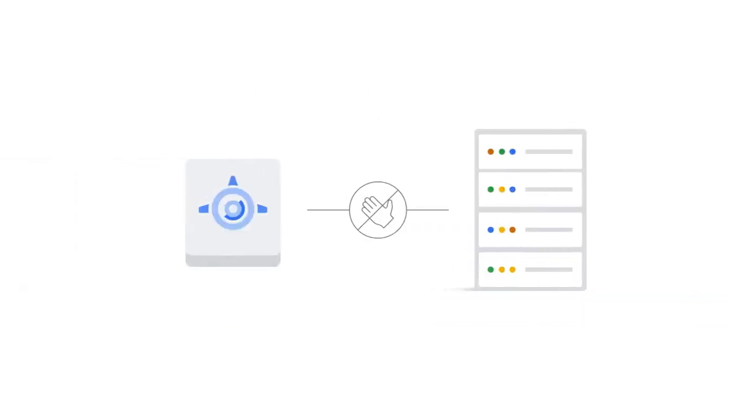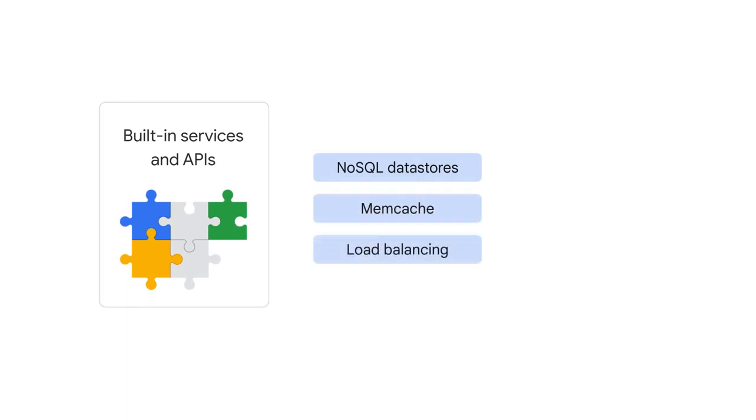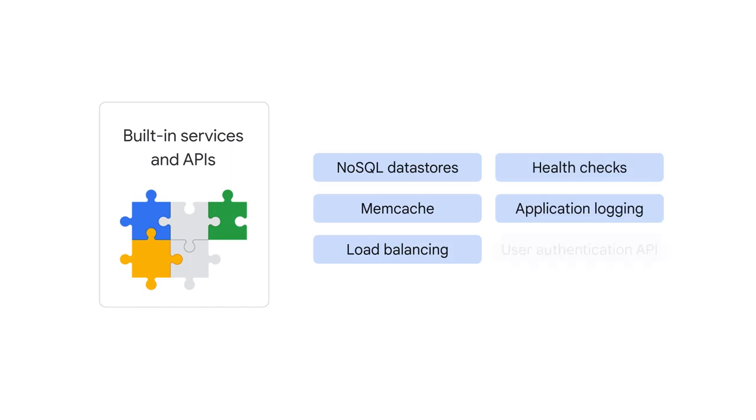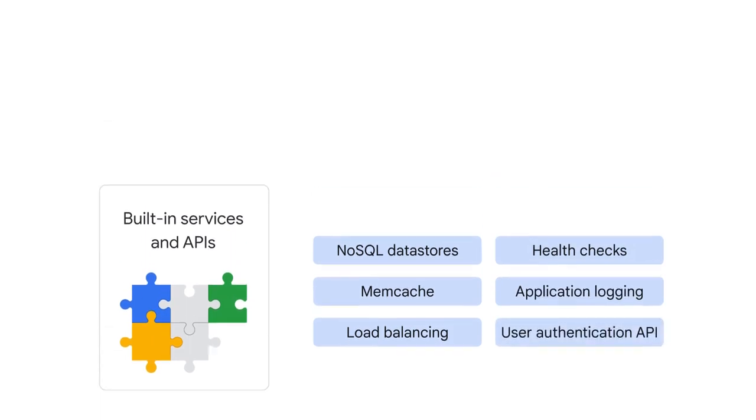With App Engine, there are no servers to provision or maintain. App Engine provides built-in services and APIs, like NoSQL data stores, memcache, load balancing, health checks, application logging, and a user authentication API that's common to most applications.